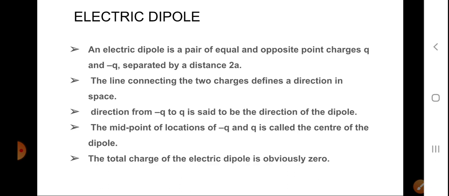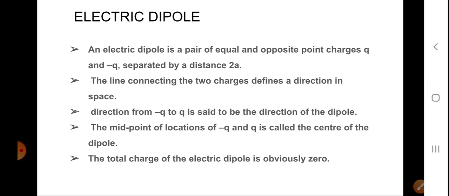It doesn't mean that the electric field of the dipole is 0; keep that in mind. The fields cancel out when the distance r from the dipole is much greater than the distance 2a between the charges.